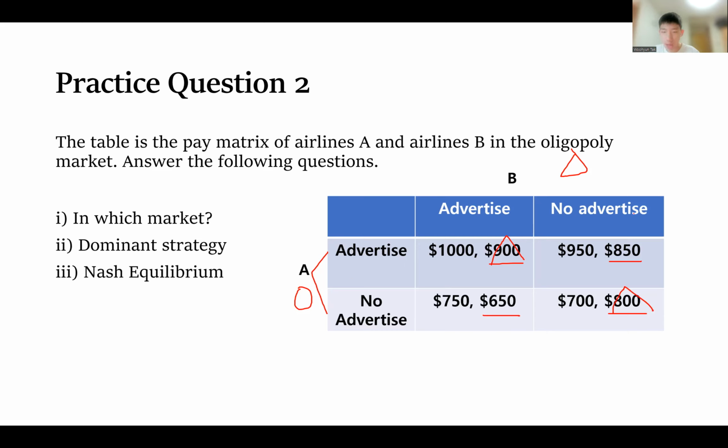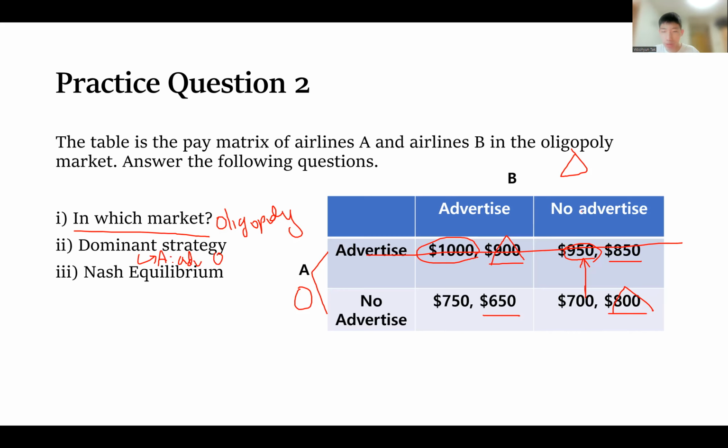Then let's look at the case of A. If B chooses advertise, then A will choose advertise because it brings $1,000. And if B chooses no advertise, then A will also choose advertise because it brings greater benefit than 700. Then in which market does a payoff matrix happen? Oligopoly. And dominant strategy is like a bingo. Which has made a bingo? Yes, A advertise has made a circle bingo, right? Therefore, the dominant strategy is for A to advertise.